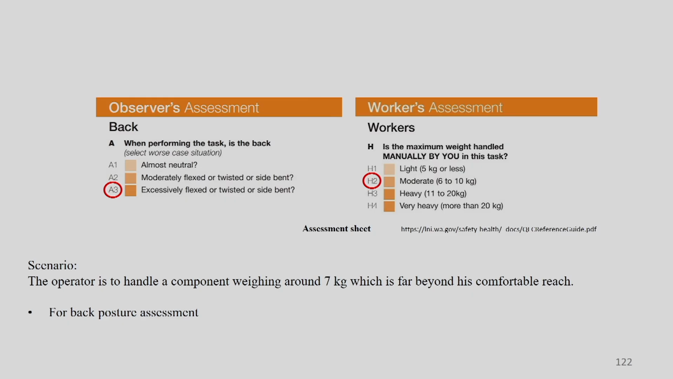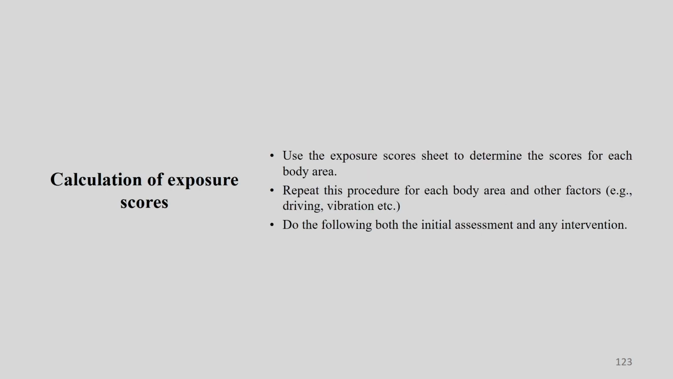So this is an example. In a particular scenario, the operator is to handle a component weighing 7 kg, which is far beyond his comfortable reach. So for back posture, maybe here they have given A3, H2, you know, slowly we are taking it, right? Something like that you will be doing, and maybe you can take it for the final result. I will give you the final observation result or observation sheet.